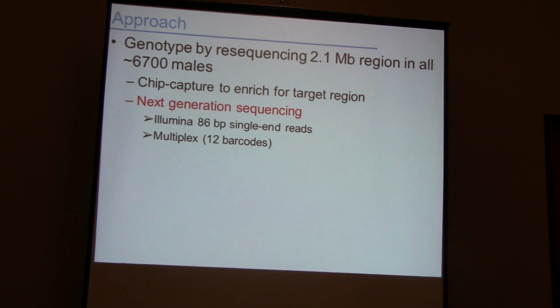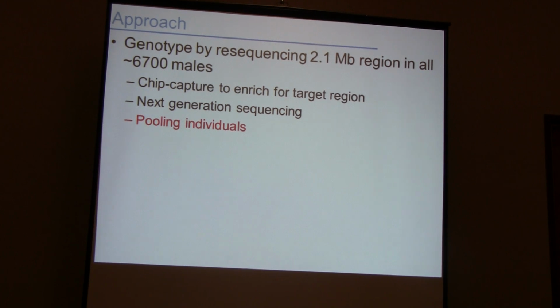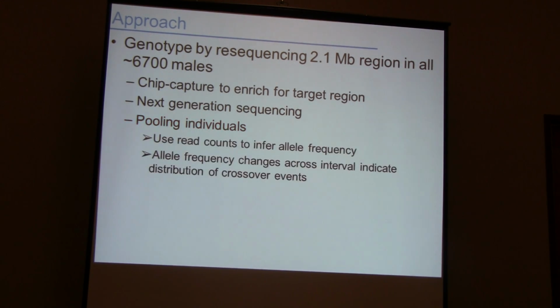Now the last kind of innovation we had was to pool individuals. So rather than sequencing individual males, we were going to group them into groups of 100, and the idea here is that you can use the read counts within a pool at any particular SNP to infer the allele frequency of that allele, and then you can track the allele frequency changes across your interval, and that will tell you where the crossovers are actually happening.